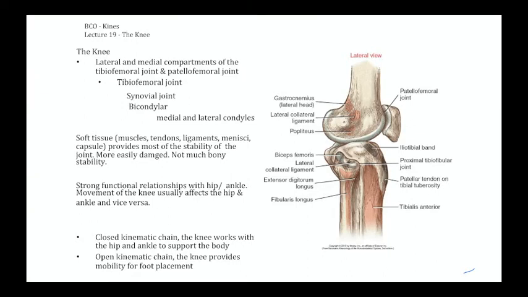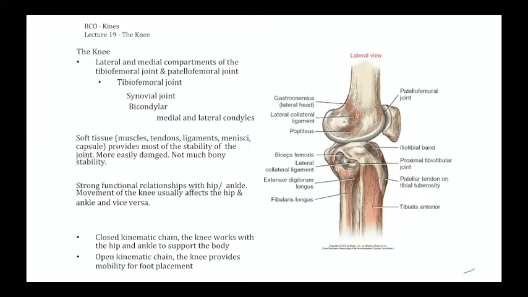So as we look at the knee, we have basically three joints that are happening here. We have the medial and lateral compartments of the tibiofemoral joints, and we have the patellofemoral joint. The tibiofemoral joint obviously acts as one. It's bicondylar, it's a synovial joint, has medial and lateral condyles that work together to flex and extend the knee. And then we have the patellar joint that slides on top of the femur, and it helps act as a moment arm extender for the body, and we'll look at that a little bit.